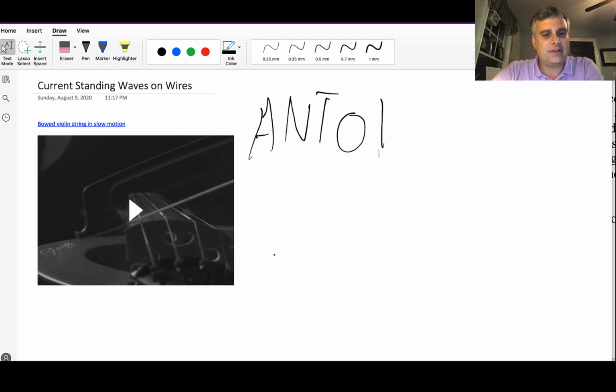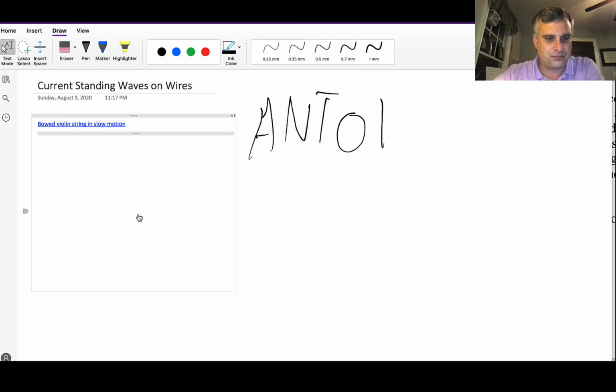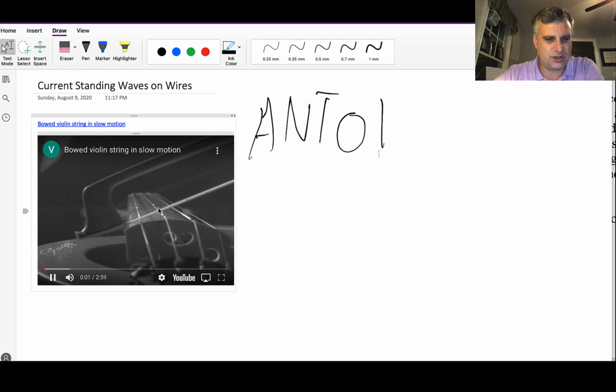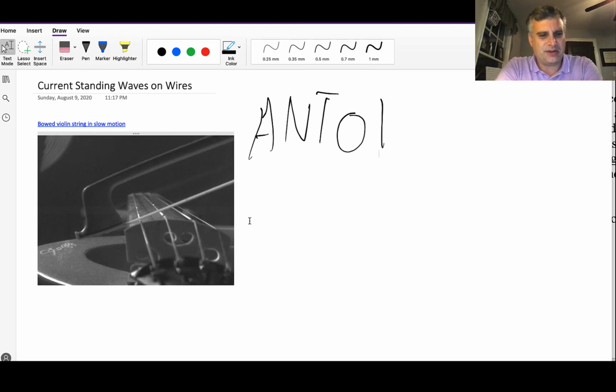So, to continue with our musical theme, let's go ahead and take a look at this video online. Hopefully this will play through the recorder capture here. There's no sound to this. This is straight off of YouTube. What it is, is a slow motion picture of a bow with a hard grind on the G string of this violin here.